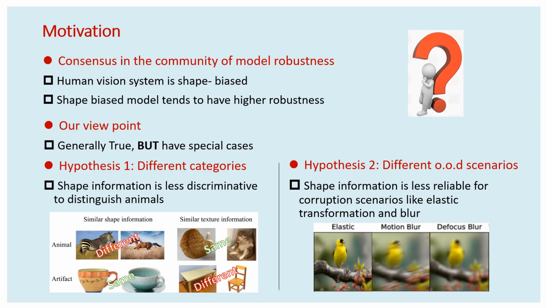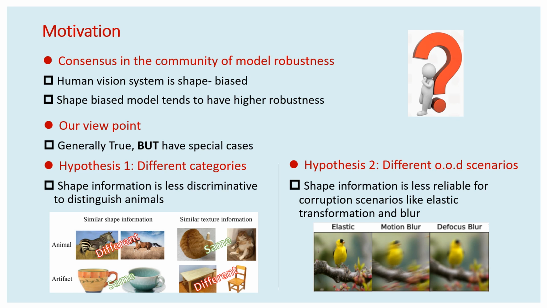First, let's talk about the motivation. There is some consensus in the community of model robustness. Loads of work have shown that the human vision system is shape-biased, and shape-biased models tend to have higher robustness. For us, however, we believe that there are special cases that are not favored by shape-biased models.